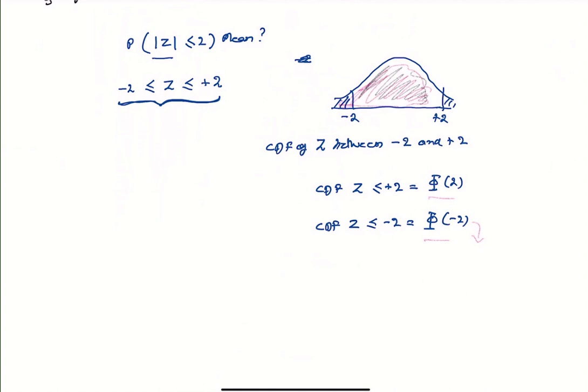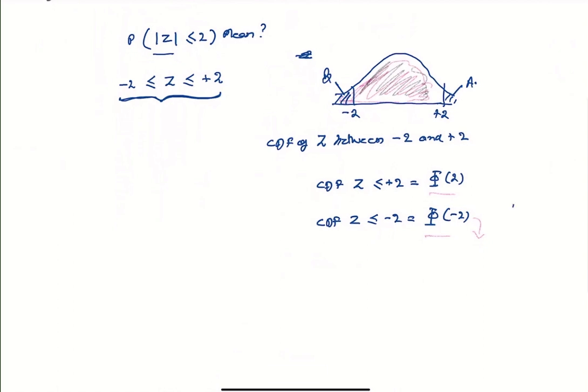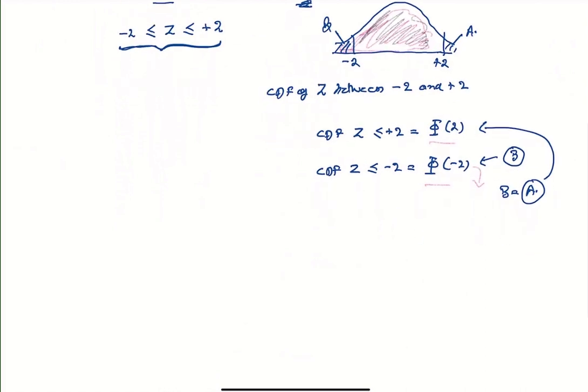imagine that this area is an area A and this area is an area B, right? So area B is represented by this. By symmetry, area B is equal to area A. And what is area A? Area A is nothing but 1 minus phi 2.